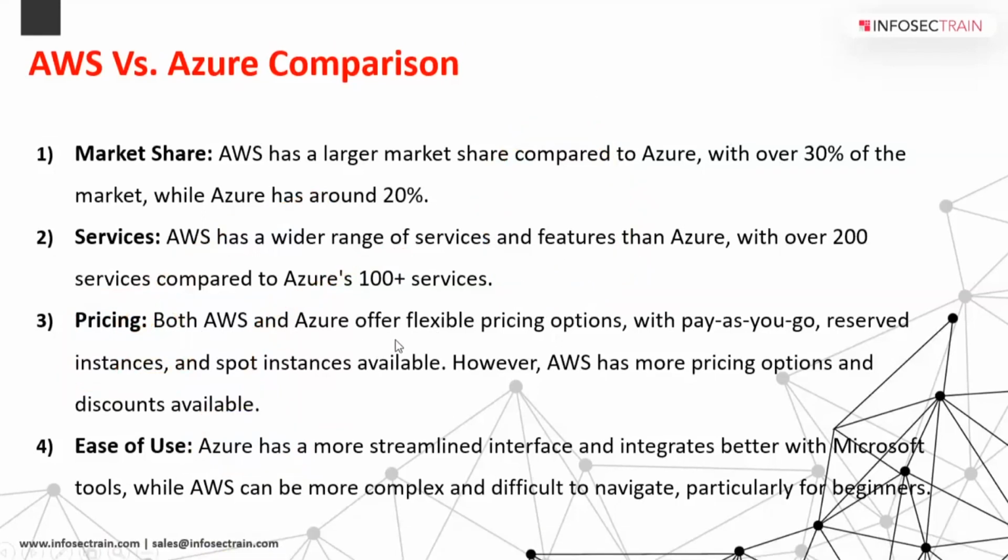Both AWS and Azure offer flexible pricing options, with pay as you go, reserve instance, and spot instance available. However, AWS has more pricing options and discounts available, right? So these are the options that you have: spot instance, reserve instance, and pay as you go instance. Let me tell you about pay as you go.